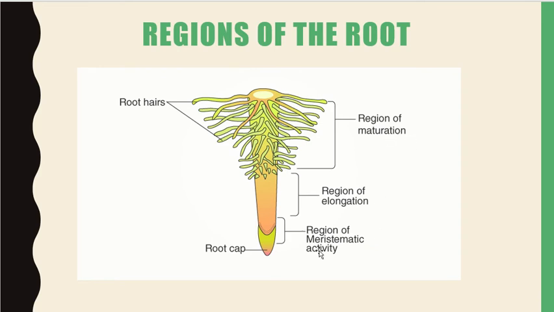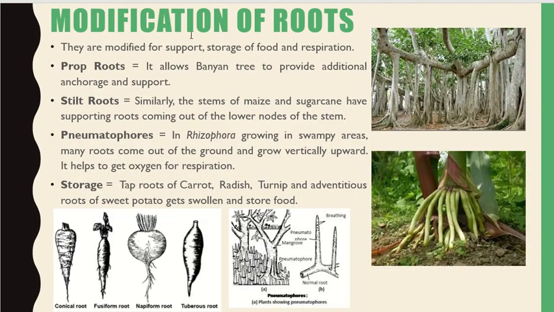The region of meristematic activity, which is a zone of cell division, has the root cap. In the region of elongation, elongation takes place. In the region of maturation, here you can see there are root hairs. Now the modification of roots: basically they are modified for support, storage of food and respiration.